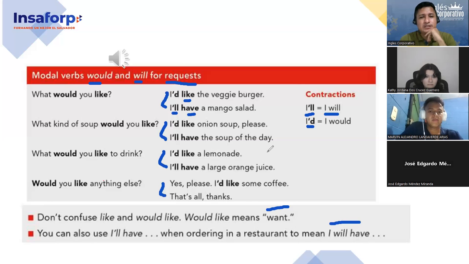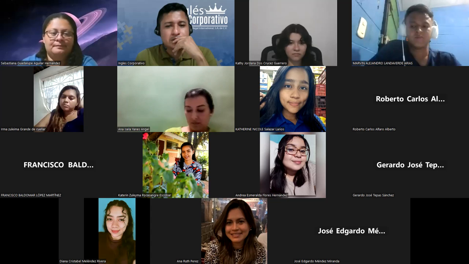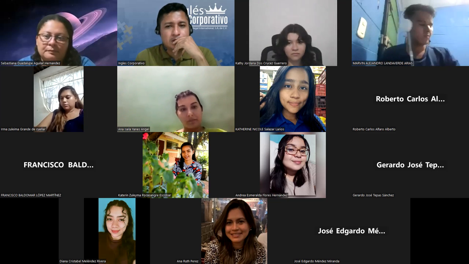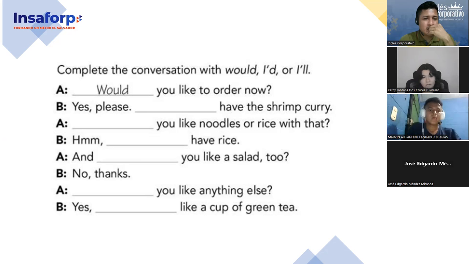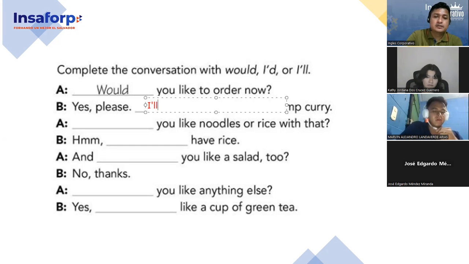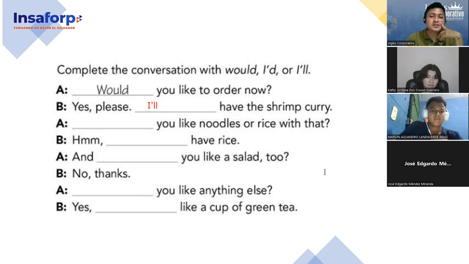We're going to have some exercises. Just give me a minute. Okay. Here we go. Page 8. We're going to have would, I'd, or I'll. Gonna complete this conversation. Would you like to order now? Yes. What is the next one? Please. I will. Very good. Use contraction. I'll have the shrimp curry. What is the next one? Would you like? Exactly right.